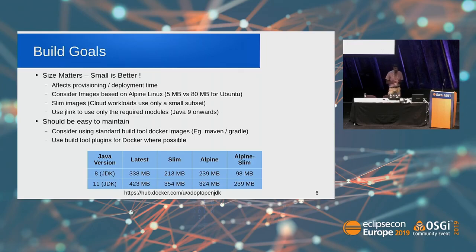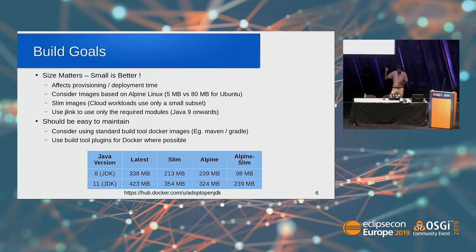So you want to be able to have small images and keep the time that it takes for you to push your images to the repos or provision and deploy them in a Kubernetes cluster, for example, as short as possible. So there are a number of ways in which you can actually reduce the size of the image.